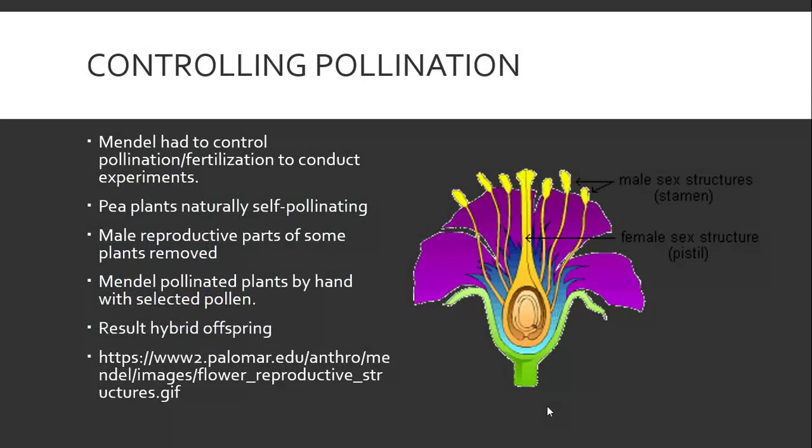Mendel had to control pollination or fertilization to do his experiments because pea plants are naturally self-pollinating. They normally drop pollen from the male structure down into the female structure. So, in order to control this, Mendel removed the male reproductive parts of some of the plants and pollinated the plants by hand with pollen that he selected. The result was hybrid offspring.